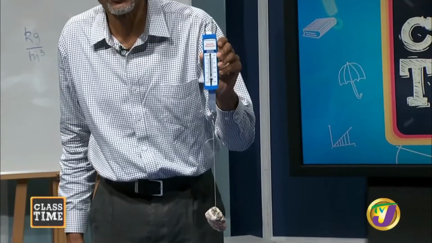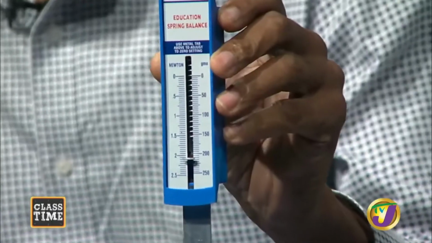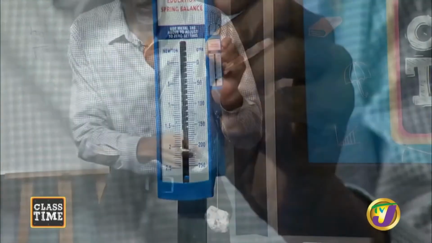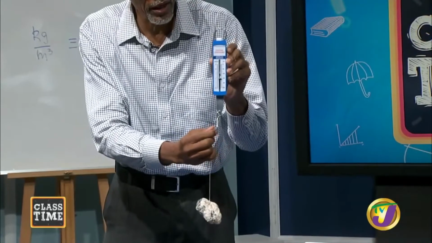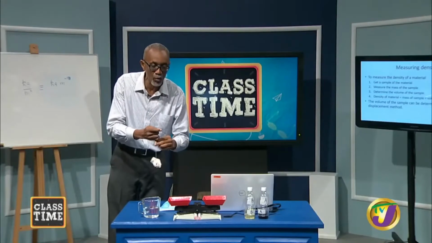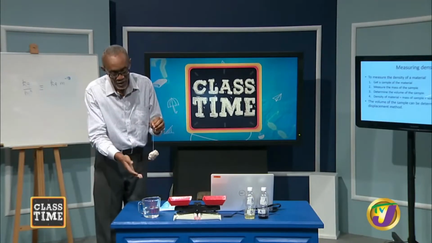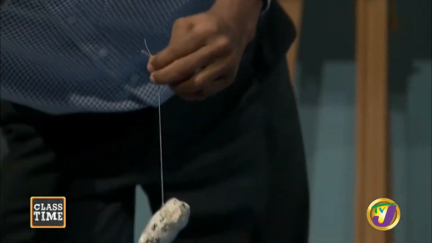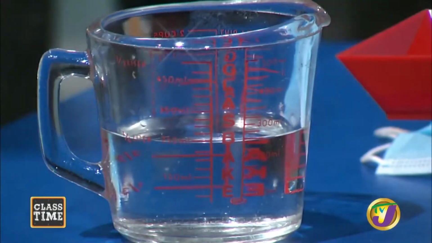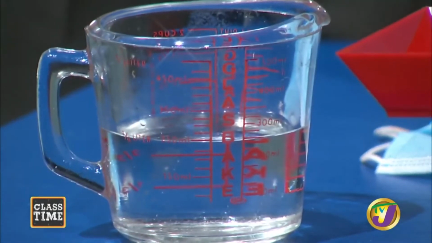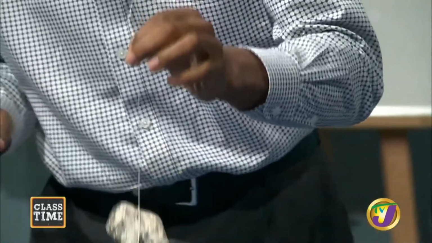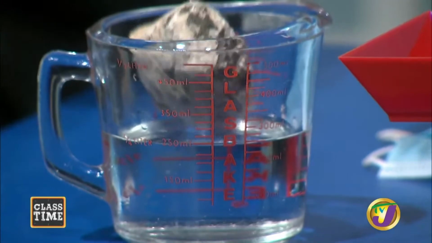All right, so this is the mass of the material. I want you to make a note of that. Then we're going to take the stone, or the material sample, and immerse it in this mug with water. As it is, the level of the water is at the 250 milliliter mark. Now, 1 milliliter is the same as 1 cm cubed. So I'm going to immerse the stone in it.